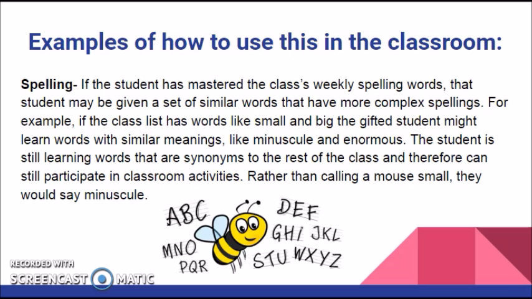We decided to give you some examples of how to use curricular compaction in the classroom to better your understanding. For example, in spelling. If the student has mastered the class's weekly spelling list, the student may be given words with similar definitions but more complex spellings. For example, if the class list has words like small and big, the gifted student might learn words with similar meanings like minuscule or enormous. The student is still learning words that are synonyms to the rest of the class, therefore they can still participate in classroom activities. Rather than calling a mouse small, they would say minuscule.